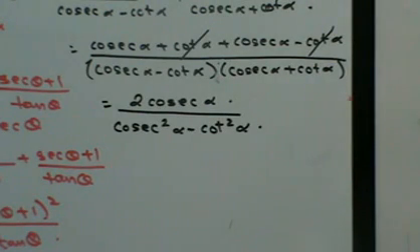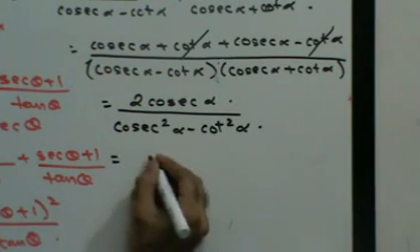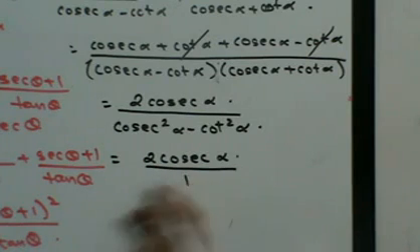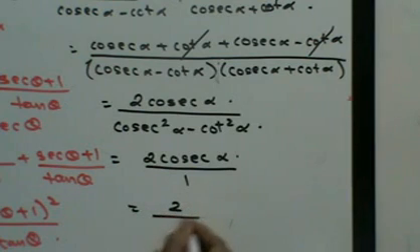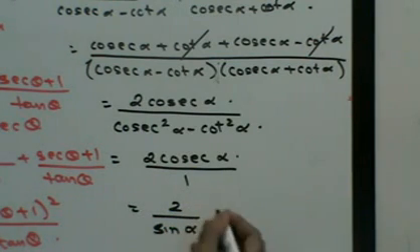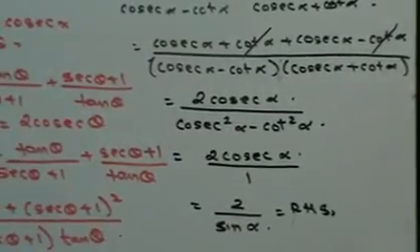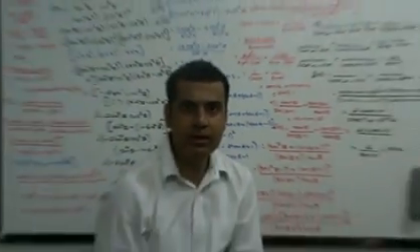Cosec square alpha is 1 plus cot square alpha. Therefore, cosec square alpha minus cot square alpha will be 1. So this is 2 cosec alpha upon 1. But cosec alpha is nothing but 1 upon sin alpha. So this will become 2 upon sin alpha, which is my RHS. Right? And that's exactly what we have to prove. We'll stop here for the day. Thank you very much.